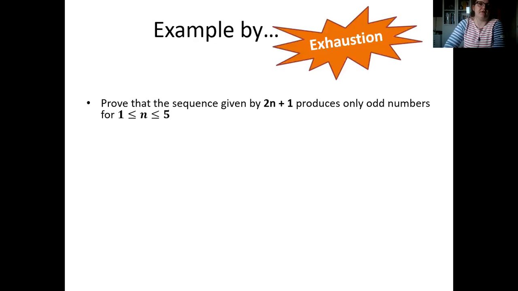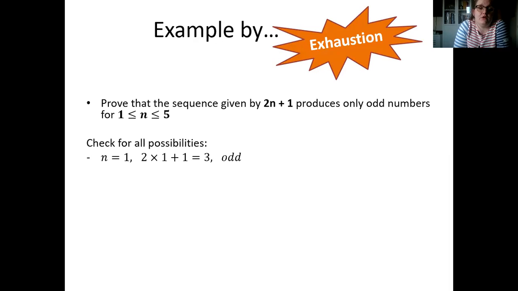Prove that the sequence given by 2n plus 1 produces only odd numbers. And we're going to do this for n being greater than or equal to 1 and n being less than or equal to 5. So we're going to check for all the possibilities that could present itself. So we're going to have n equaling 1. And we can actually work through this. We've only got 5 possible options here.